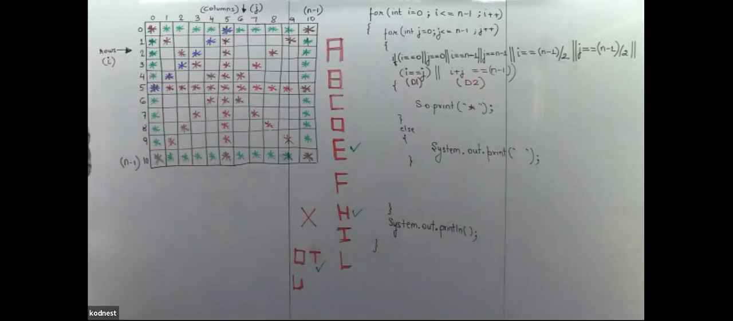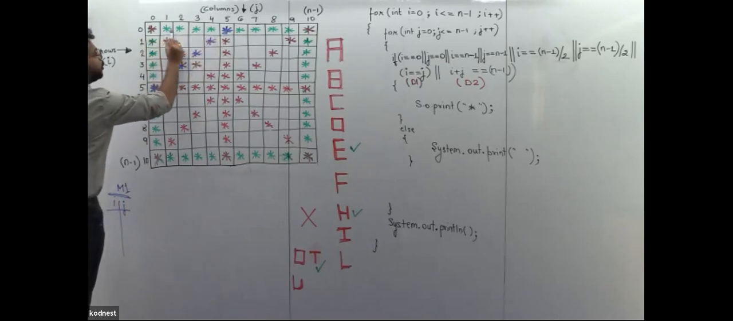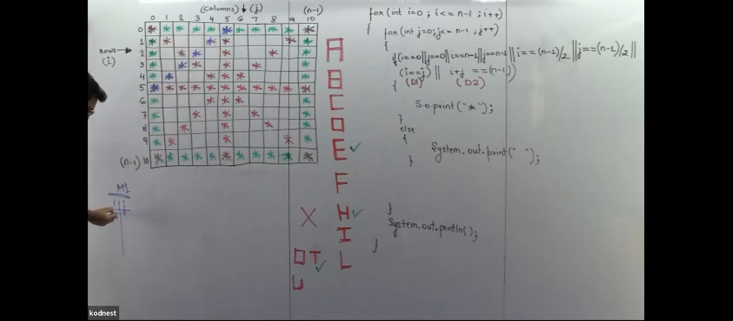Maybe I will tell now, this is M1. Here I will tell what the logic is for M1. For this I want the value of i and the value of j. For the first star, what is the value of i? 0. What is the value of j? 5. For the next star, i is 1, and j is 4. For the next star, i is 2, and j is 3.